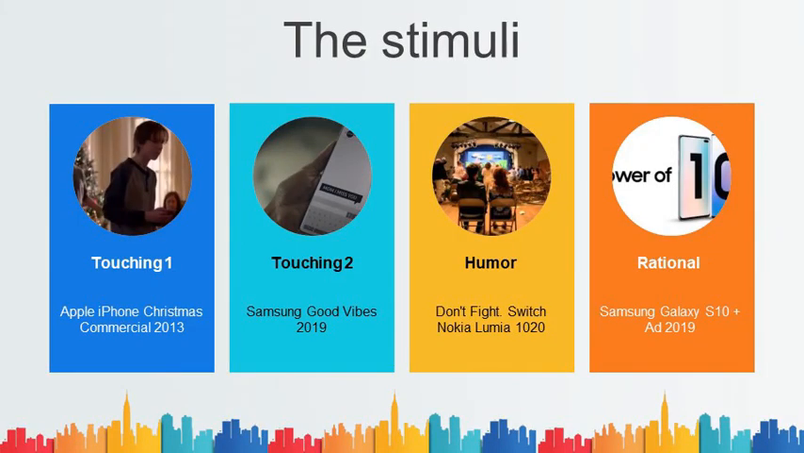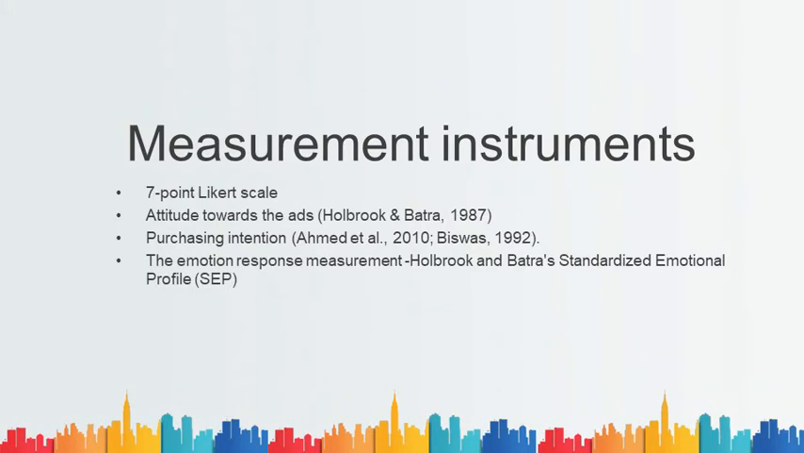A total of 4 different mobile ads were selected, representing 3 different emotion types: Touching 1 from Apple, Touching 2 from Samsung, Good Vibes 2019, Humor ad from Nokia, and Rational ad from Samsung. The Touching 2 ad is designed for the hearing-impaired minority. Considering that its functionality may affect the experimental results, an additional advertisement, Touching 1, was added. The emotion response measurement uses Holbrook and Batra's standardized emotional profile to measure the 3 dimensions of emotion, a total of 27 emotional indicators. The full survey contained 37 closed-ended questions and 3 open-ended questions.